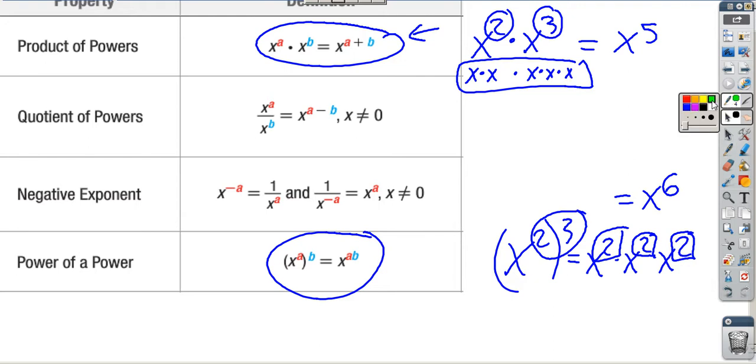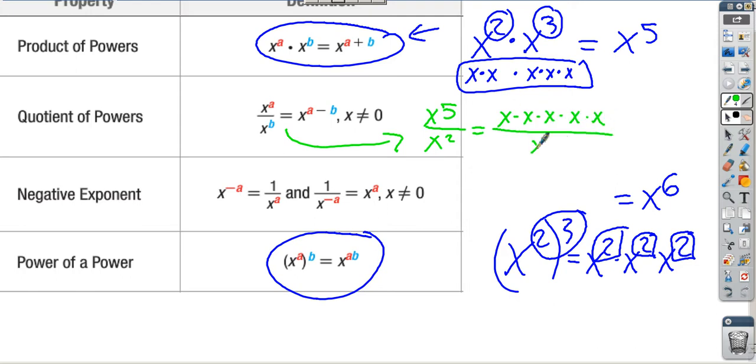These middle two properties are just extensions. So this one right here, let's say we had x to the fifth over x squared. X to the fifth is the same as this right here. And x squared is the same as this. If you look at this and ask yourself, what could I cancel here? Well, you could cancel these and these. That would leave you with x times x times x, which is x cubed. How did you get 5 using these numbers? You subtracted 5 minus 2.